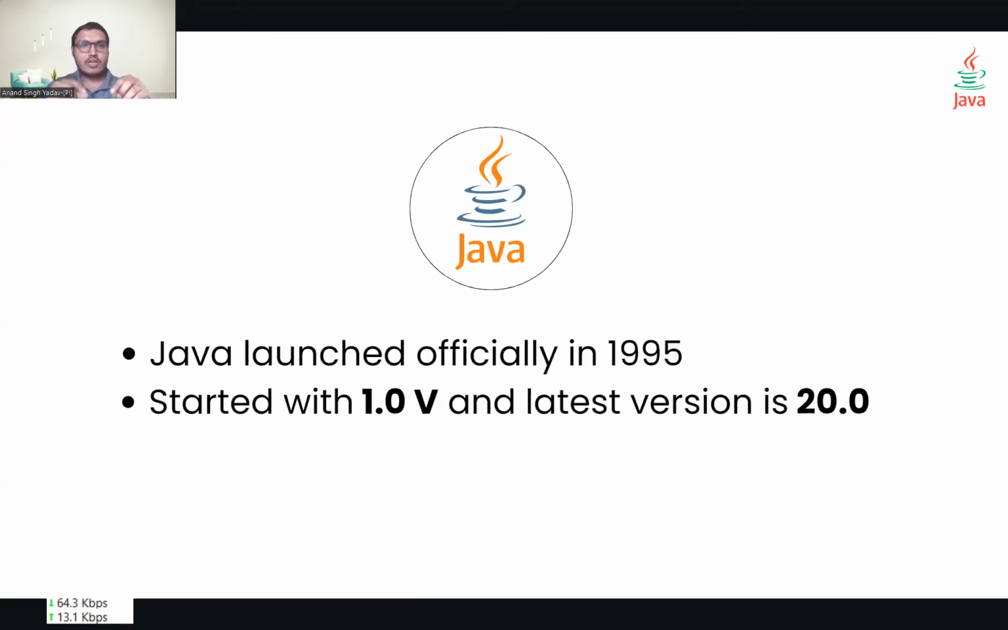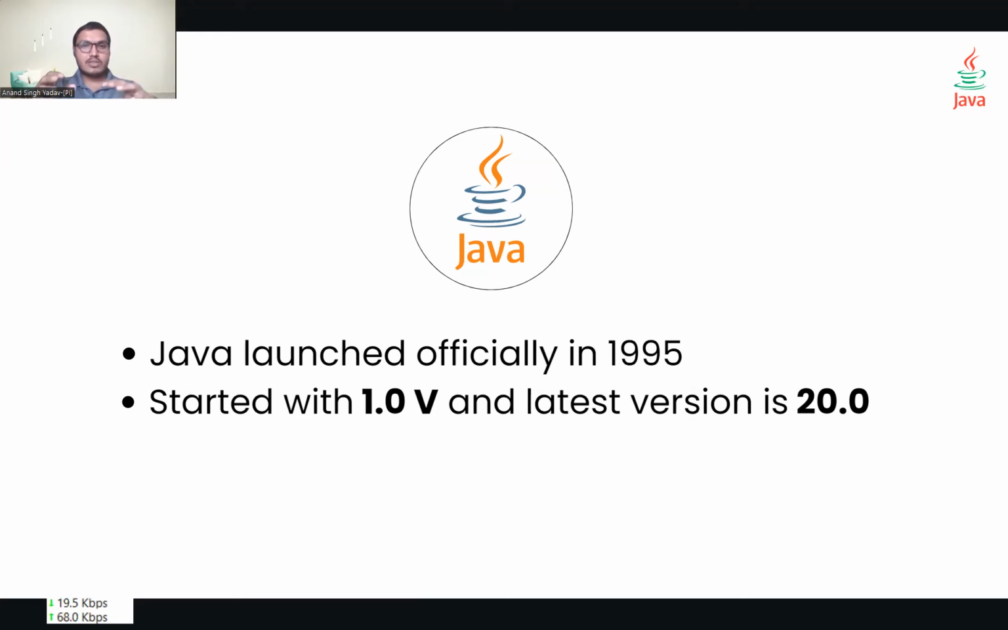And right now, as you can say, it is 2023, after 28 years. This is the 28th year, and the latest version is 20.0. स्टार्ट हुआ था 1.0 वर्जन के साथ, अब अभी जो लेटेस्ट का वर्जन है दैट इज 20.0. आर यू गेटिंग दिस पॉइंट? So in 28 years, there will be thousands of developers, right?